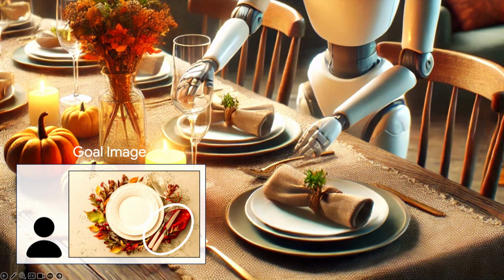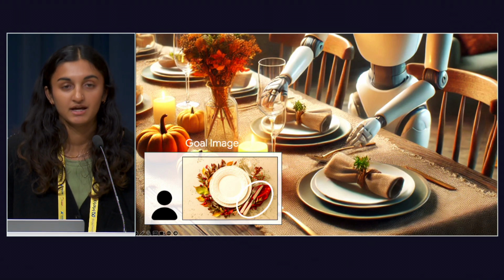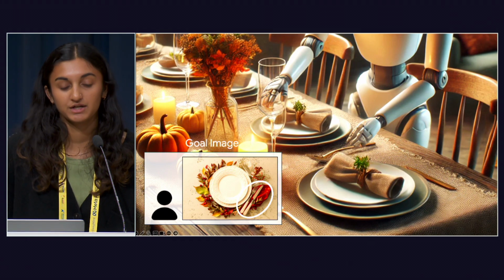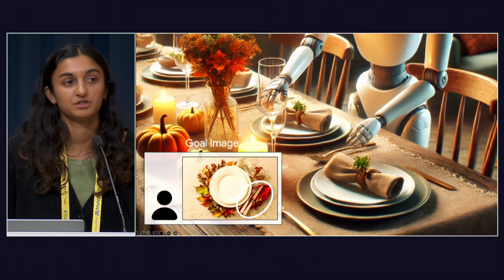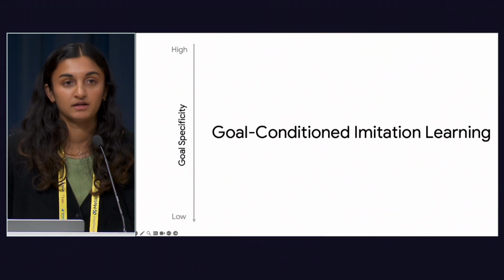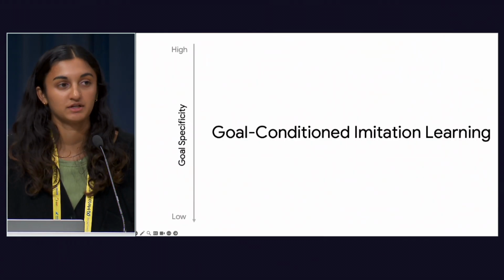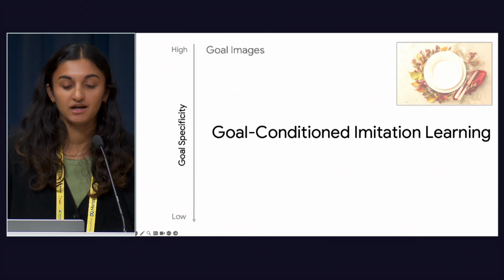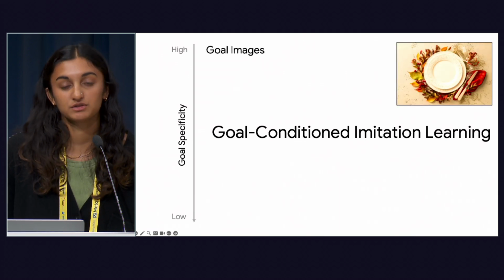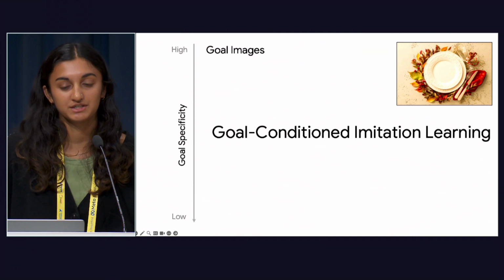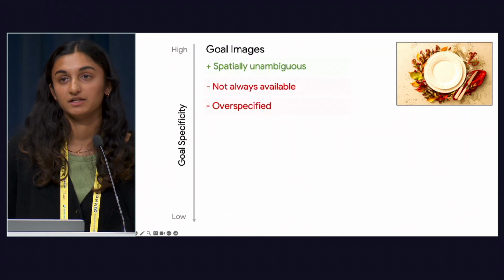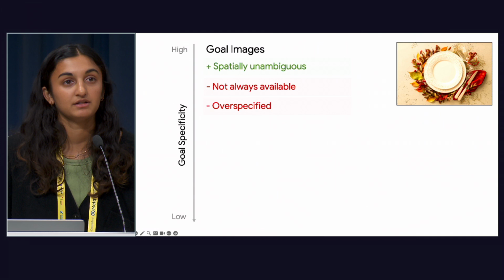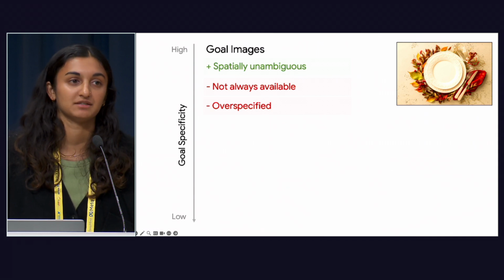So for example, the decoration on the table is completely different, the tablecloth is different, and so the robot might struggle to understand which visual features to attend to. What we see in the setting of goal-conditioned imitation learning is that while goal images can be very useful for conveying our spatial intentions, they're often not always available and are often overspecified or environment-specific.